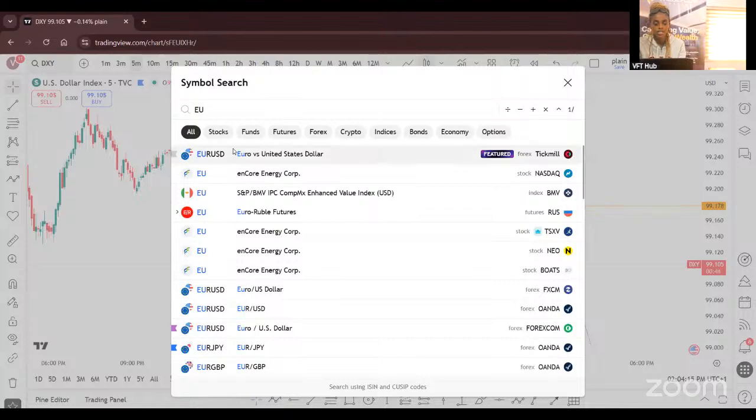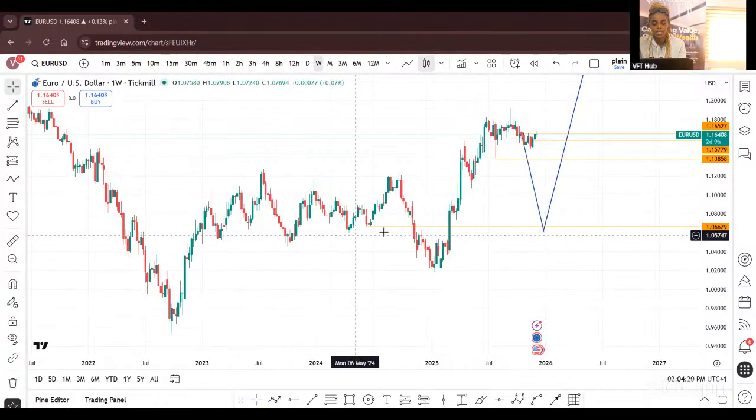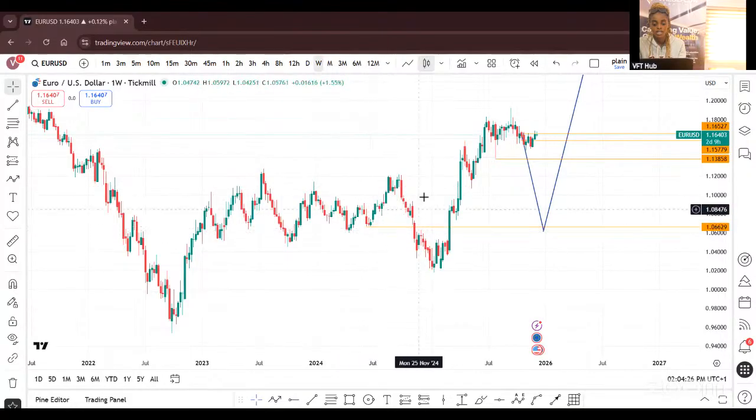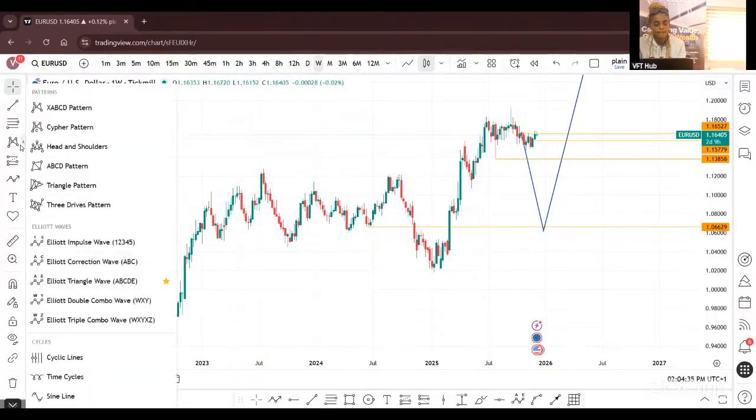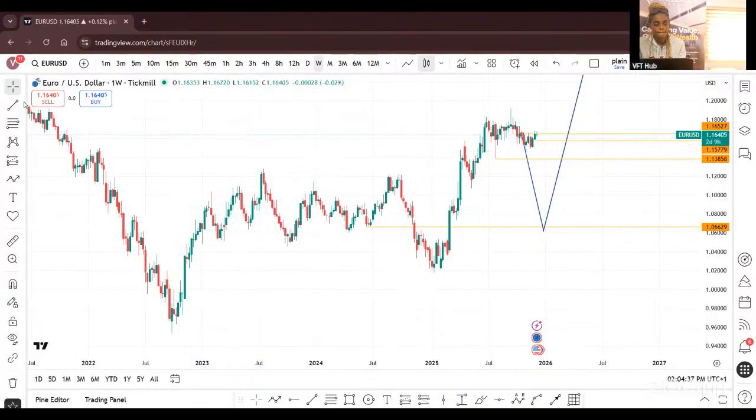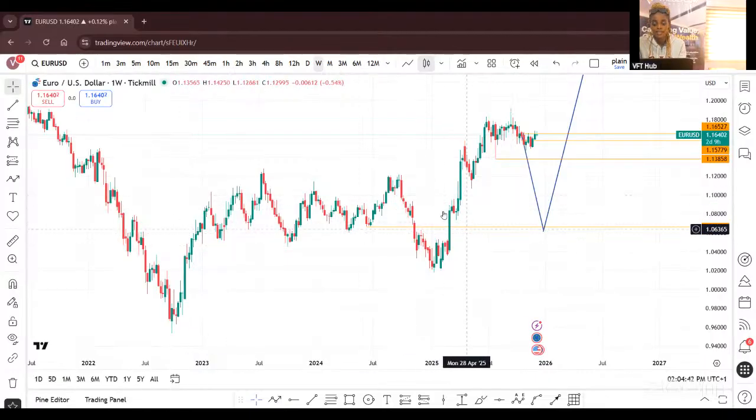Euro USD, next on the list. The weekly time frame, we'll be looking at this left shoulder at 1.06629 being our point of interest, because there's the classic box pattern, and there's even a fair value gap right here, coinciding with the left shoulder that we are looking at.